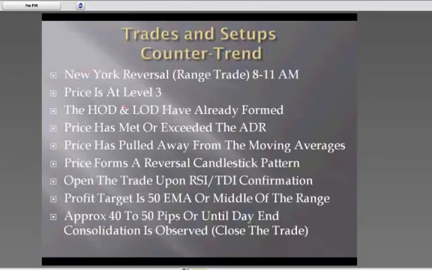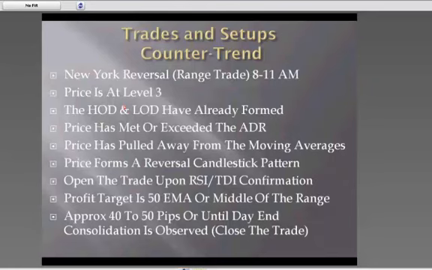Okay, so trades and setups and counter trend, the New York reversal trade. It's a range trade back into the range. It doesn't offer up as many pips as a typical trade. Sometimes it does, sometimes it doesn't. It happens around 8 to 11 a.m. Price hits level 3. The high and low have already been formed. Price has met or exceeded its ADR for the day.